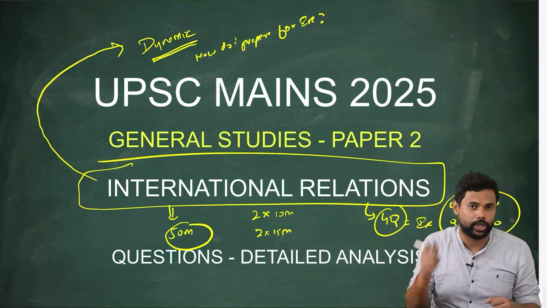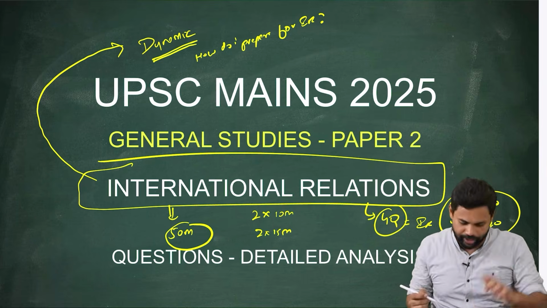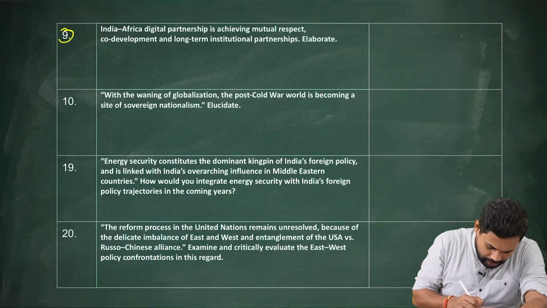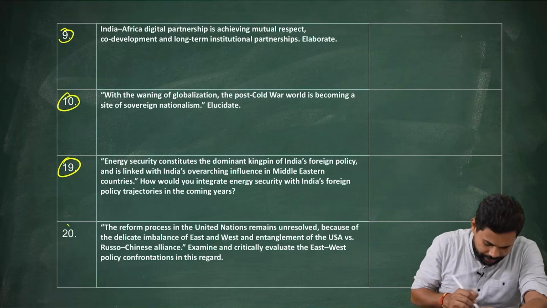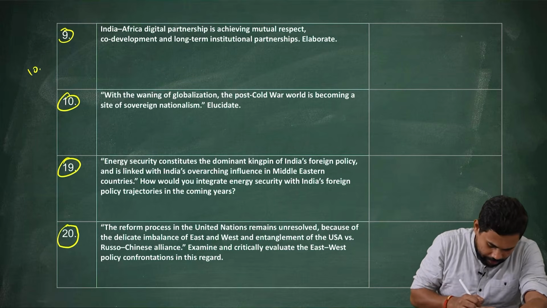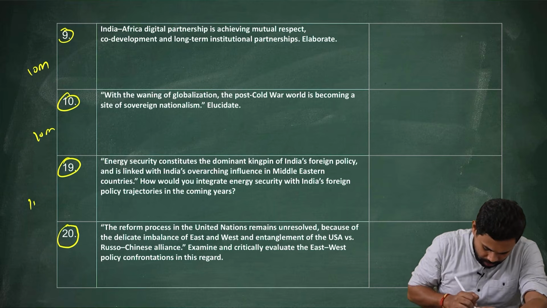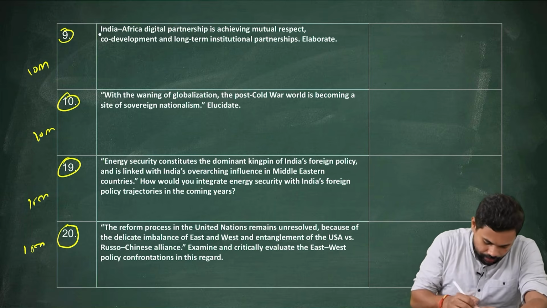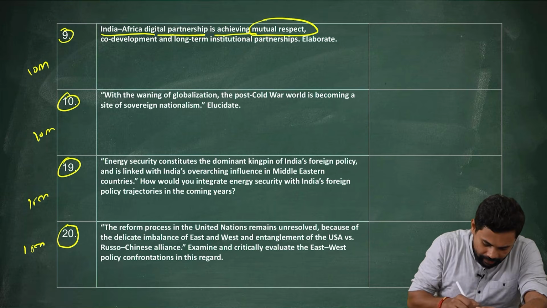Alright guys, now let us jump to the questions that was asked in this year's UPSC Mains 2025. As you can see on the screen, there are 4 questions that was asked: 9, 10, 19 and 20. As I told you, 2 10 markers and 2 15 markers. Okay, now look at this. Let me just read out the questions.